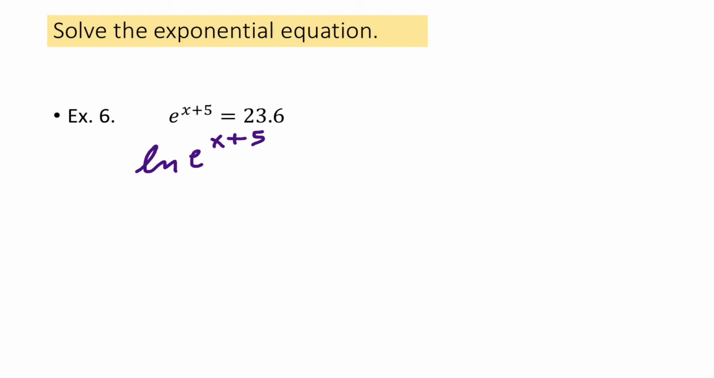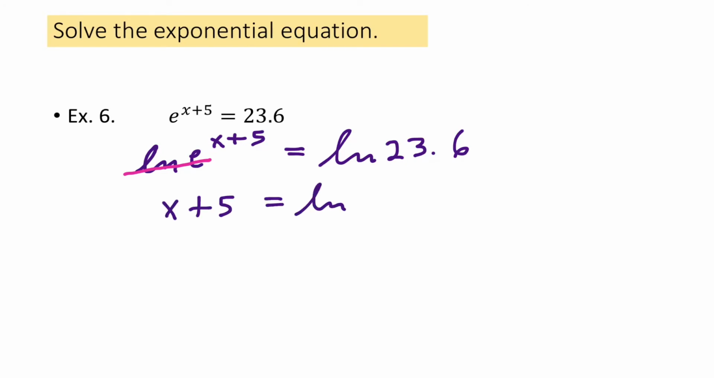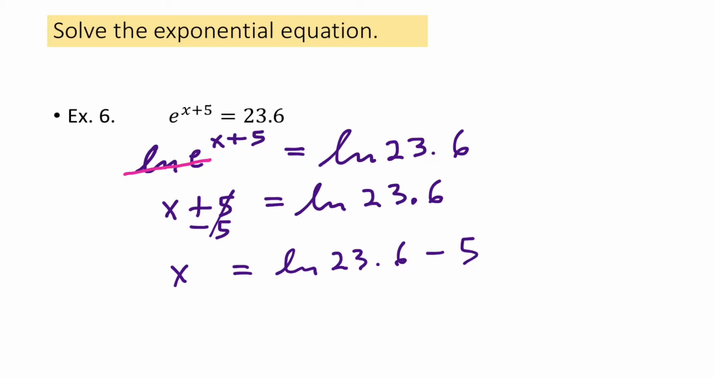So natural log of e to the x plus 5 is equal to the natural log of 23.6. Okay, so remember we've learned that that'll cancel all of that out and we'll be left with x plus 5 is equal to the natural log of 23.6. And I do have a button on the calculator for that, so it's okay to leave it in this natural log form. It's still useful. So now I need to subtract 5 from both sides. So I've got the natural log of 23.6 minus 5. So this is an exact answer.